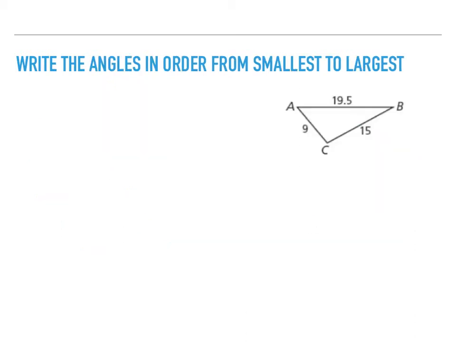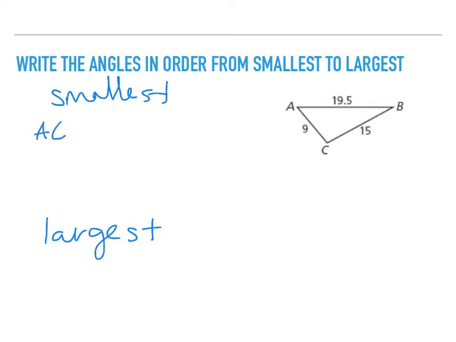Let's do another example. Write the angles in order from smallest to largest. We're going to start with the smallest and go to the largest. What is our shortest side we have here? AC. And what angle is opposite of AC? Angle B. So angle B is going to be our smallest angle. What's our second shortest side? CB. And what angle is opposite of CB? Angle A.